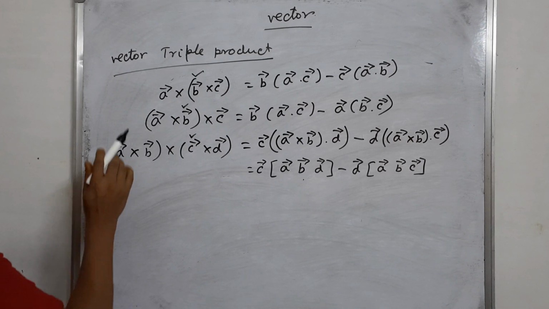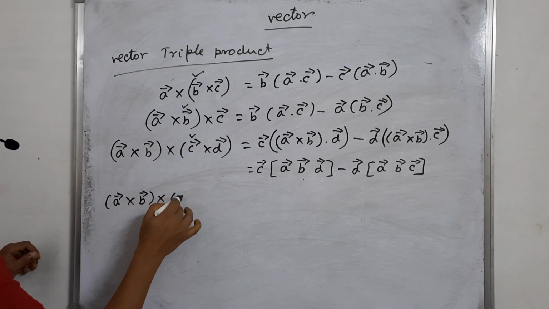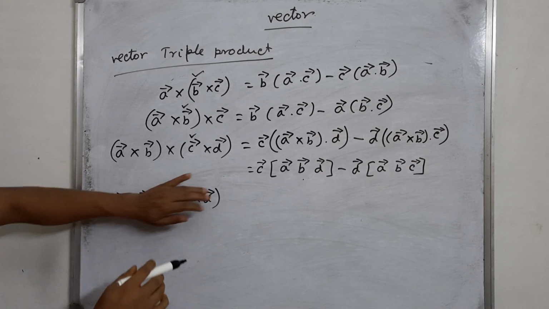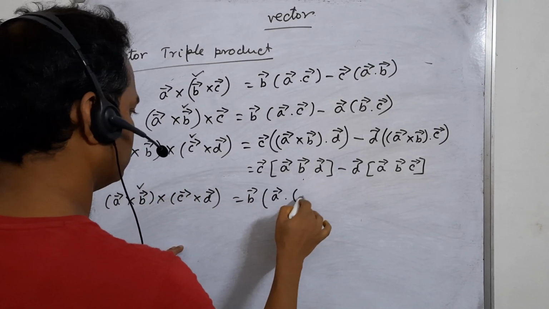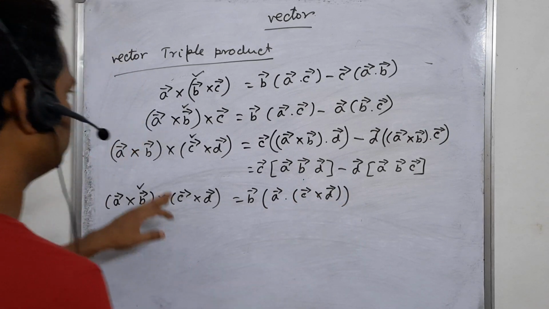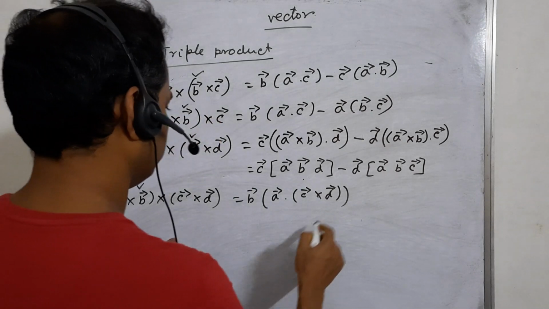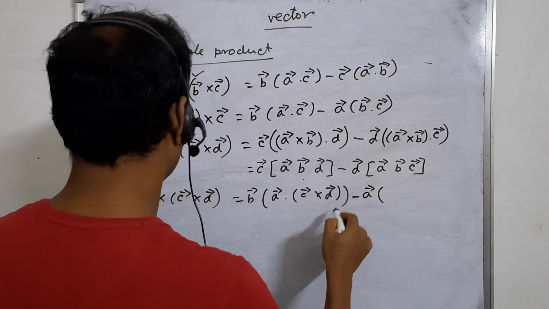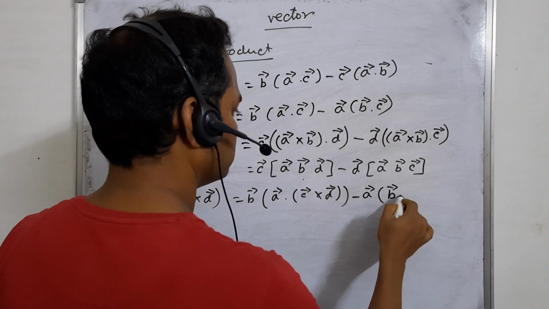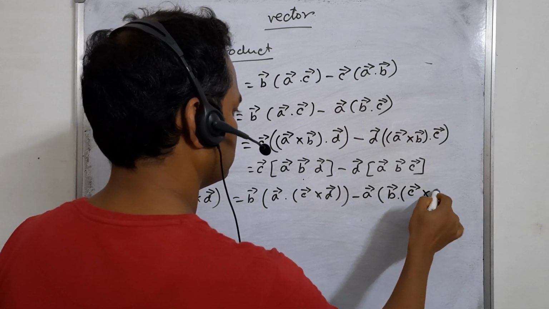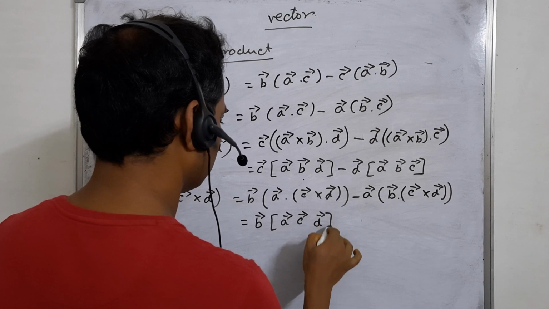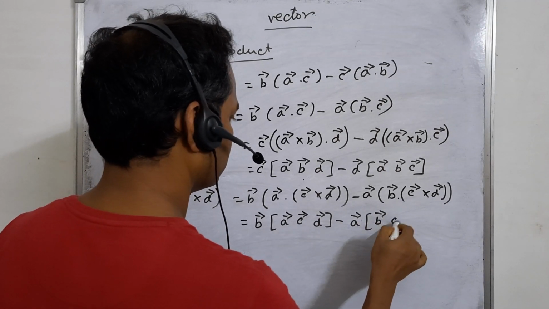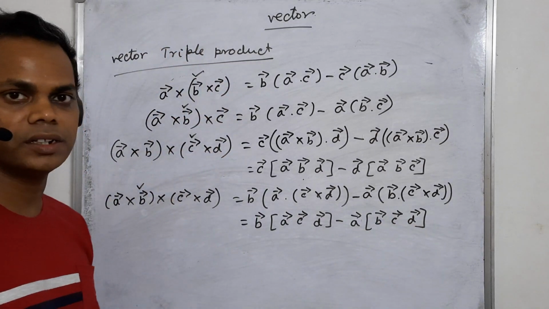And if we take C cross D as a single vector, then B is the middle vector, so B vector within the bracket A vector dot C cross D. In this case we use this formula, minus A vector, the rest of it is B dot C cross D. So B vector box A vector C vector D vector minus A vector box B vector C vector D vector. This is the vector triple product.